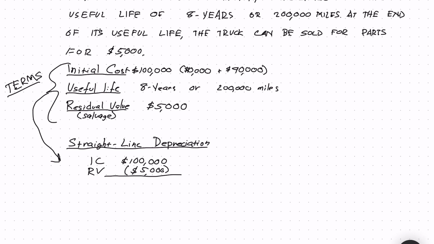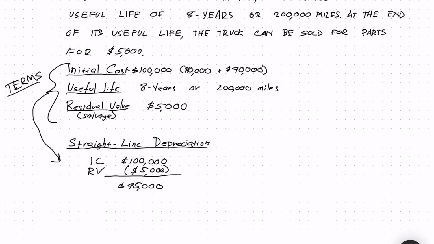This is going to give me $95,000. This $95,000 represents the total amount of depreciation we'll recognize over the life of this asset. Then we're going to go ahead and do years. When we're using straight line here, straight line is only going to be done in terms of time.